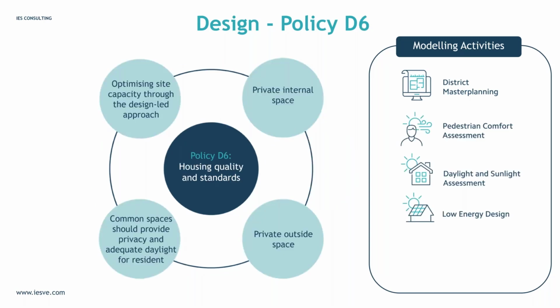I won't go into D5, which is a policy based around inclusive design, but move swiftly on to D6, which is housing quality and standards. D6 requires that housing developments should be of a high quality and provide adequately sized rooms with comfortable and functional layouts. It encourages the designers to provide sufficient daylight and sunlight to new and surrounding houses whilst avoiding overheating, minimising overshadowing and maximising the usability of the outside amenity spaces.